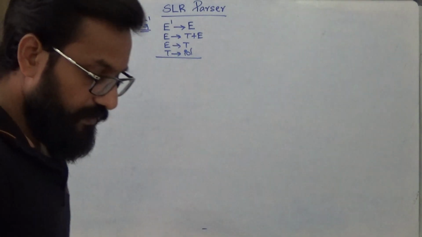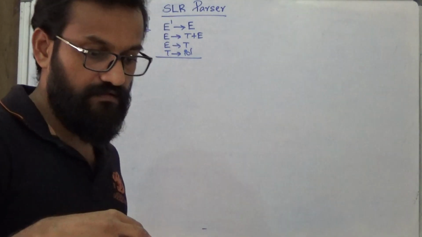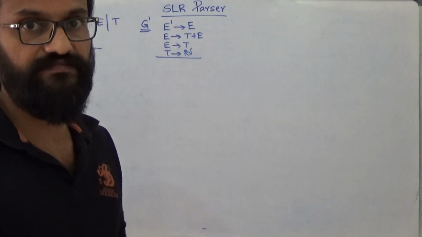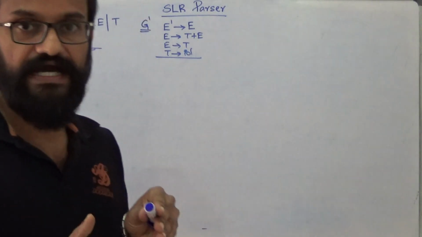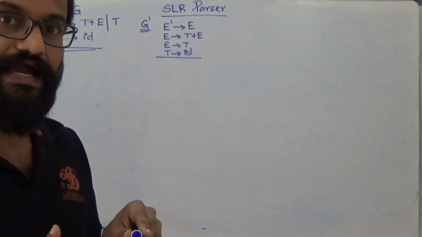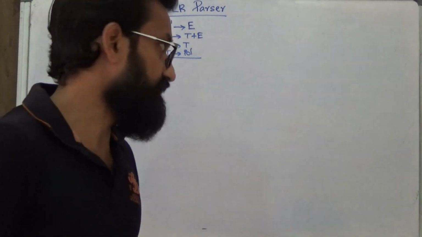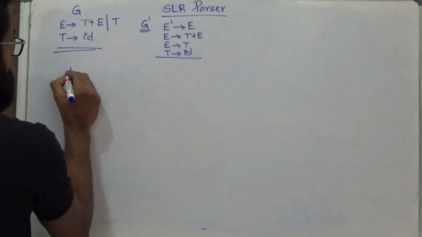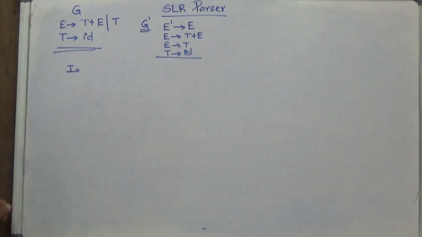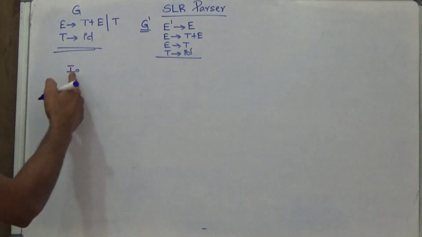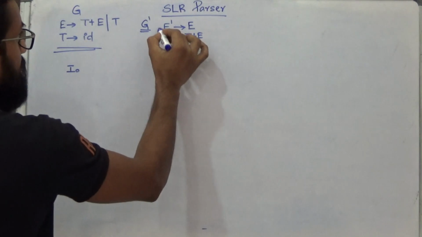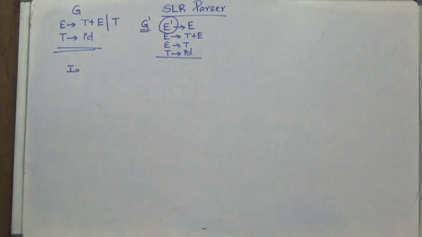Now, as I said, you have to identify the LR0 collection of items. So each item set will act as a state in our DFA. So first you have to determine the initial item set. So let the item set be I0. In order to determine the initial item set, you need to take the production corresponding to the starting symbol in our augmented grammar, that is G dash.